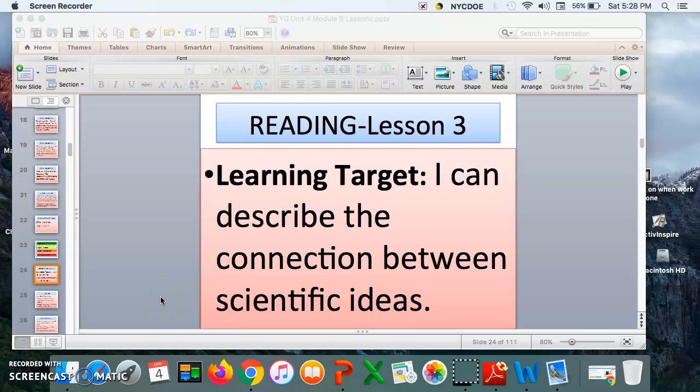And for today's lesson, our learning target is: I can describe the connection between scientific ideas. A scientific idea is an explanation for how something works that was figured out using the scientific process. So it's an explanation of basically how something works. Let's continue.